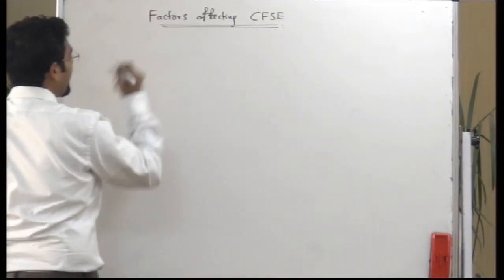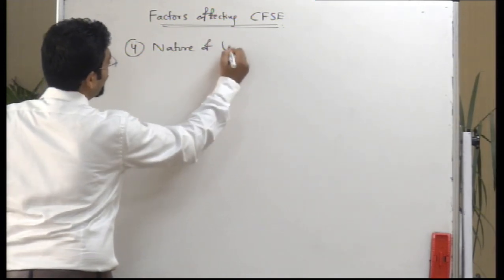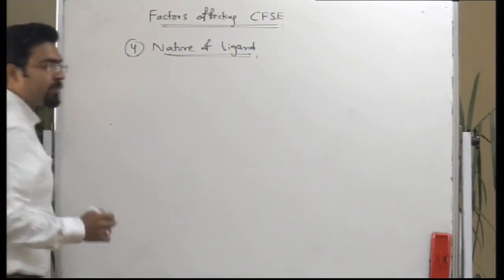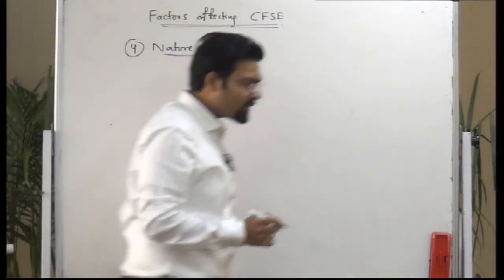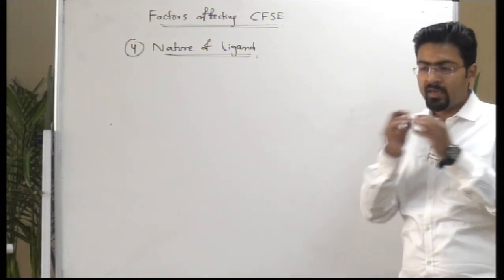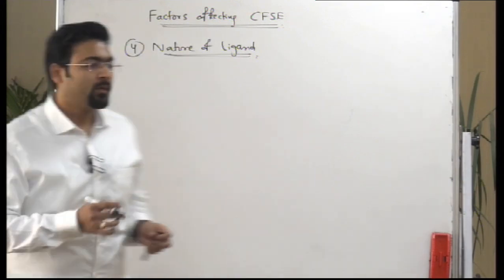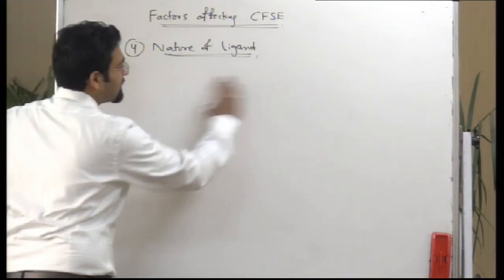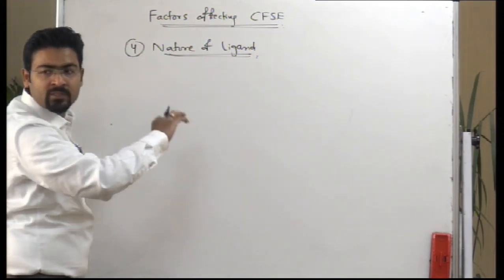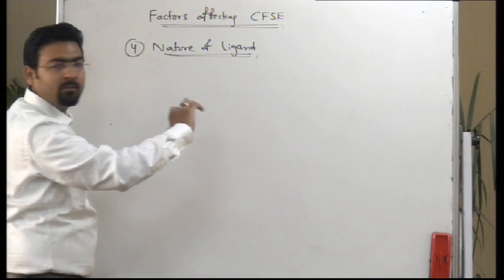The fourth factor, which is the most important factor, is the nature of the ligand. What kind of ligand are you using? On the spectrochemical series, the ligands are arranged on the basis of their field, weak to strong. That's a lot of ligands. I'm not writing all of them, just a gist of it. You can refer to the NCERT for the order, and you should remember most of it.